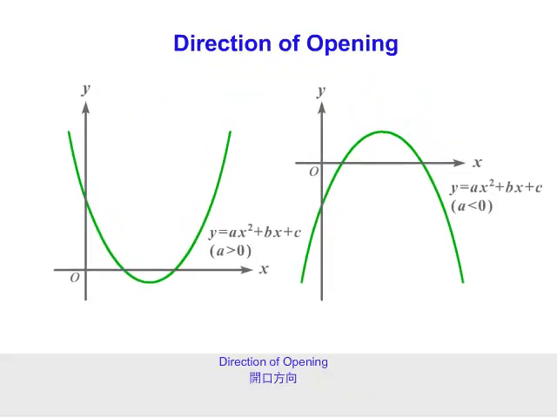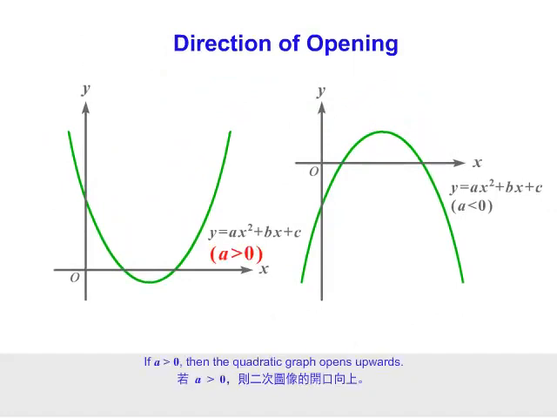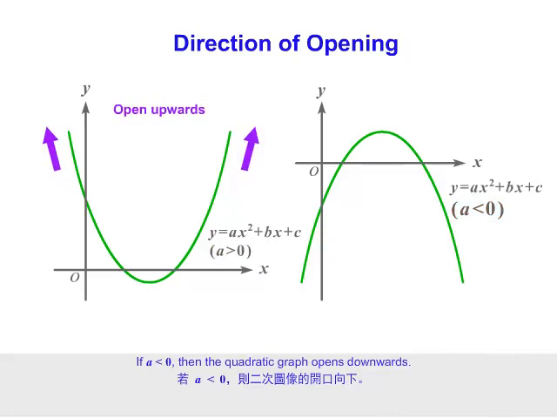Direction of opening. If a is greater than 0, then the quadratic graph opens upwards. If a is smaller than 0, then the quadratic graph opens downwards.